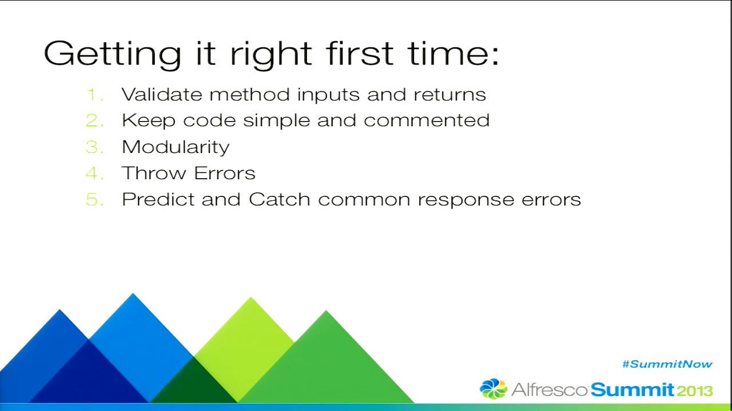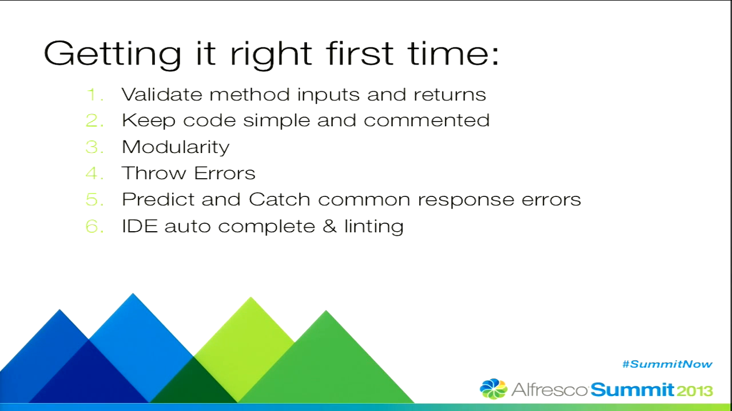So predict and catch common response errors. So if you're expecting an error in some situations, then handle that. So for example, within Share, some of our Ajax calls could return a 401 response, which is unauthenticated. So that's something that we catch, and we show the login box, and we handle it that way. And that means that we've improved the experience for the user, and we're also not having to debug why things don't work in certain circumstances, because we've caught that and we're handling that common error.